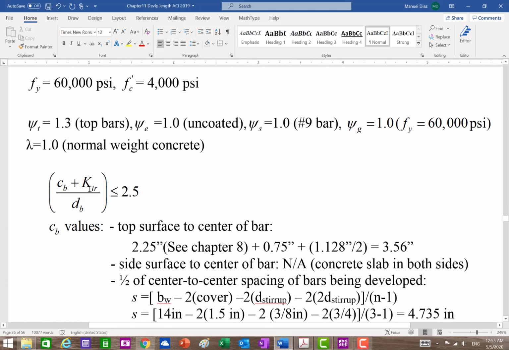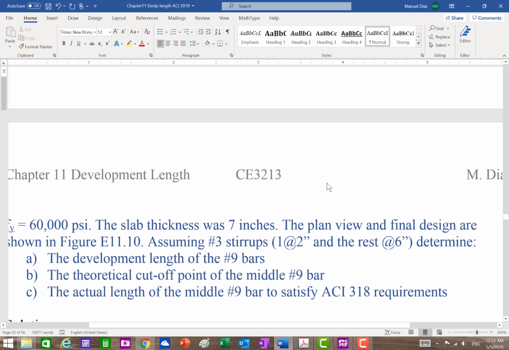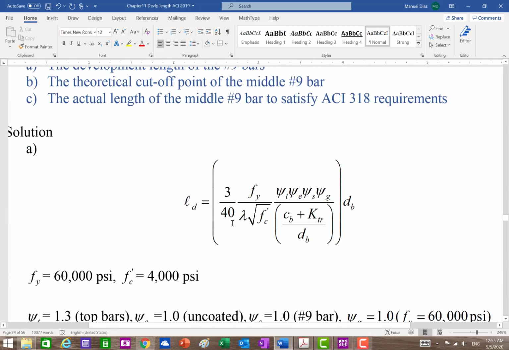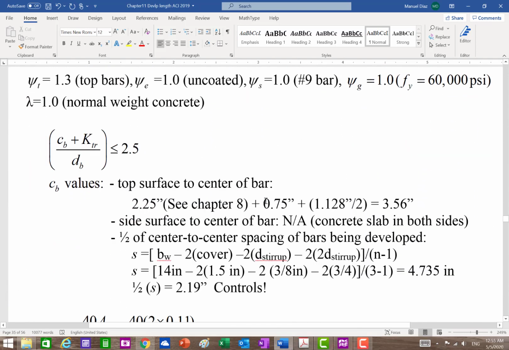The CB, let's check it. C sub B, top surface to center of bar. Remember, we use a distance of 225 here because we don't want to interfere the slab bars with the beam bars, right? And so we did that, and so we had a 225. Then to that we add the stirrup, and then half of the bar. That gives us 356.